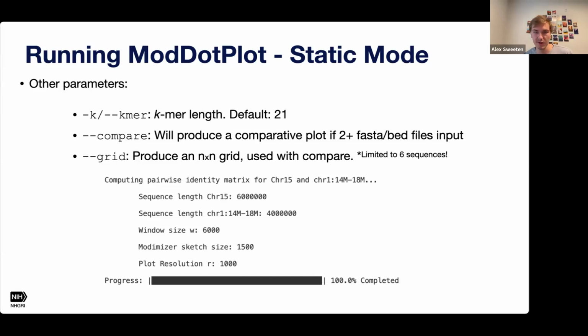And so we set a k-mer length of 21. This is good for most situations. In some situations, if you want to be more specific, you can up it to 30, 31. If you want to be less specific, you can lower it down. But 21 tends to do pretty well.